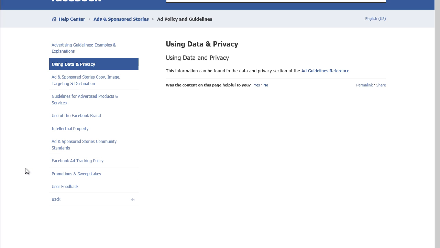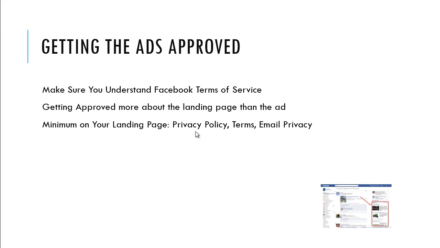So now the other thing that we want to talk about on any landing page is the privacy policy, right? The privacy policy, terms of service, and email privacy. Now I'm not talking about Facebook's privacy policy. I'm talking about yours. So let's go back to our principles here. Okay, now I've got these two principles here together. Getting approved is going to be more about your landing page than the actual ad. A lot of people spend a lot of time worried about the ad and whether or not it's going to get them rejected. And really it's about your landing page.